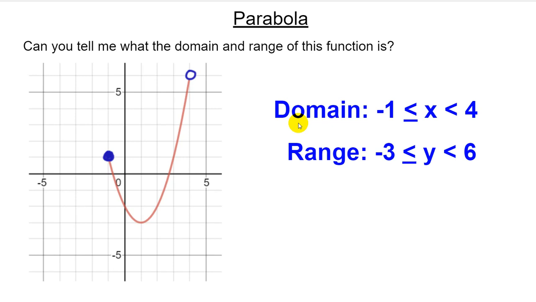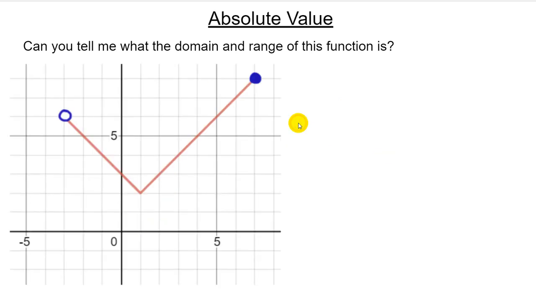So that's the first type of example. Now we have an absolute value. Remember we went over absolute values previously, the one with the two lines and the x in the middle. If you were to graph it, you get something that looks like this. Let's say I ask you to tell me the domain and range of this function.